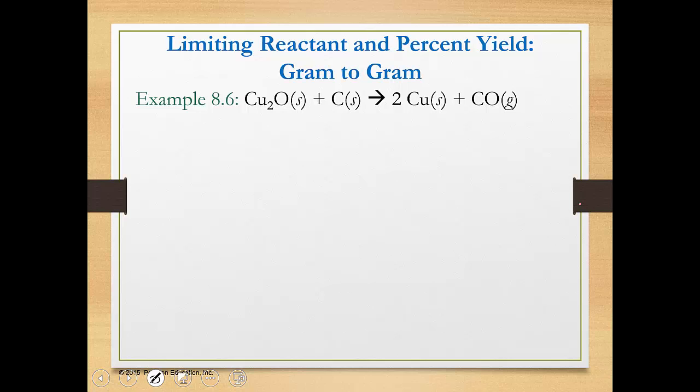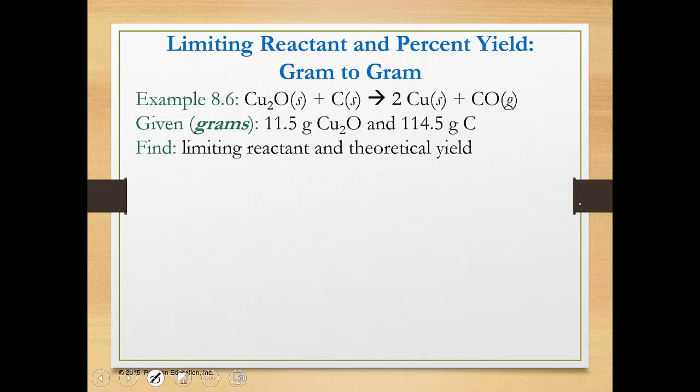So again, you need to start becoming fluent about looking at these reactions and translating into the names of the compounds. So do keep up, go back and look at your naming, stay on top of that. We'll be using that. We're told that we have 11.5 grams of the copper 1 oxide and 114.5 grams of carbon. And we want to know from those, what's our limiting reactant and what's our theoretical yield.